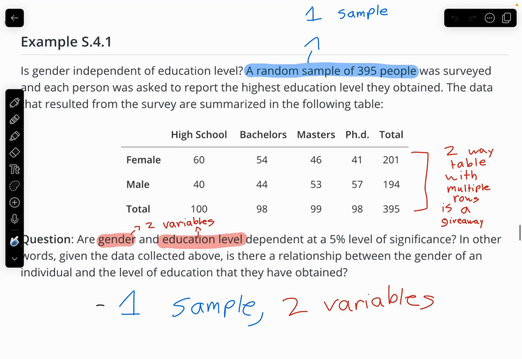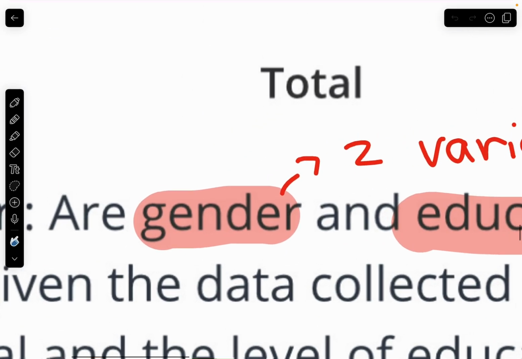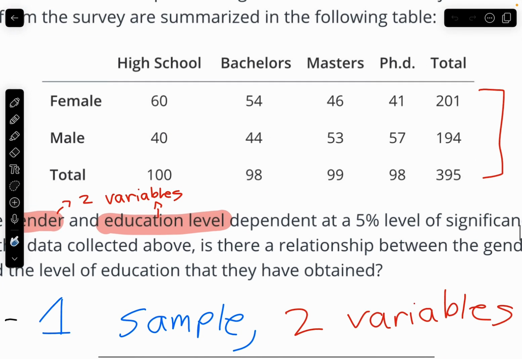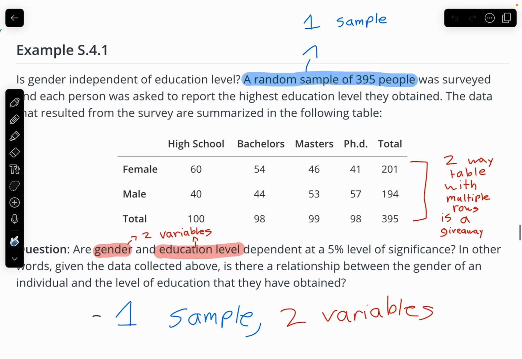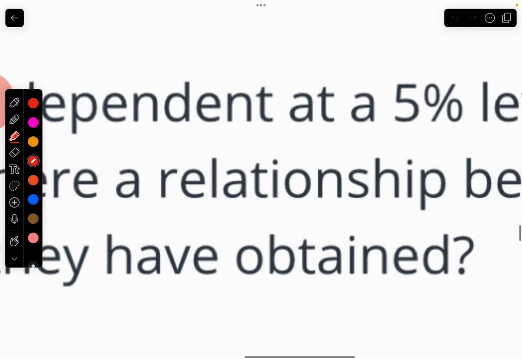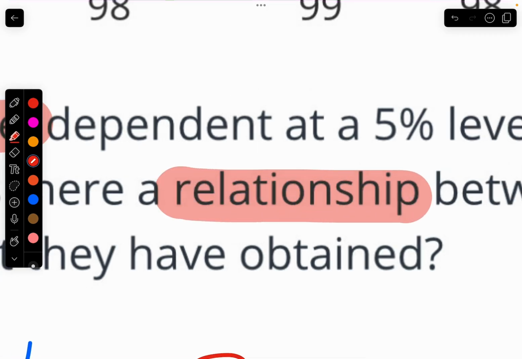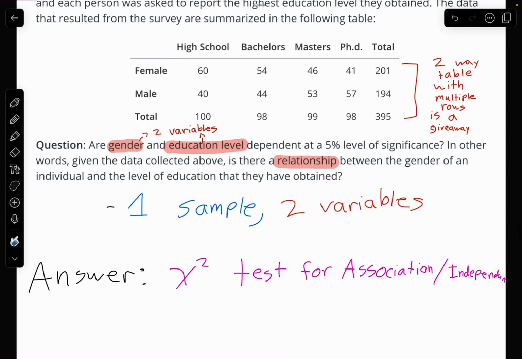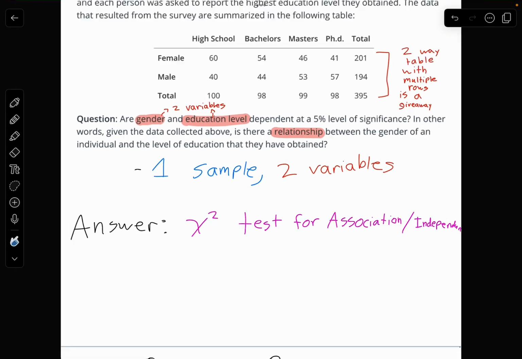Now another giveaway: gender, one variable, and education level, which is another variable, dependent at a 5% level of significance. That is 2 variables. And another thing I'd like to point out that I forgot to highlight here is, is there a relationship? Relationship is another word for association, so we will use a chi-square test for association/independence.